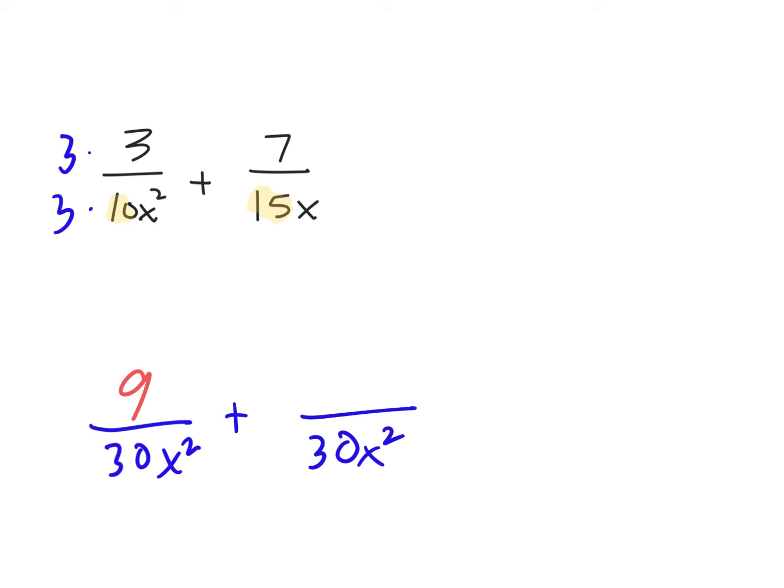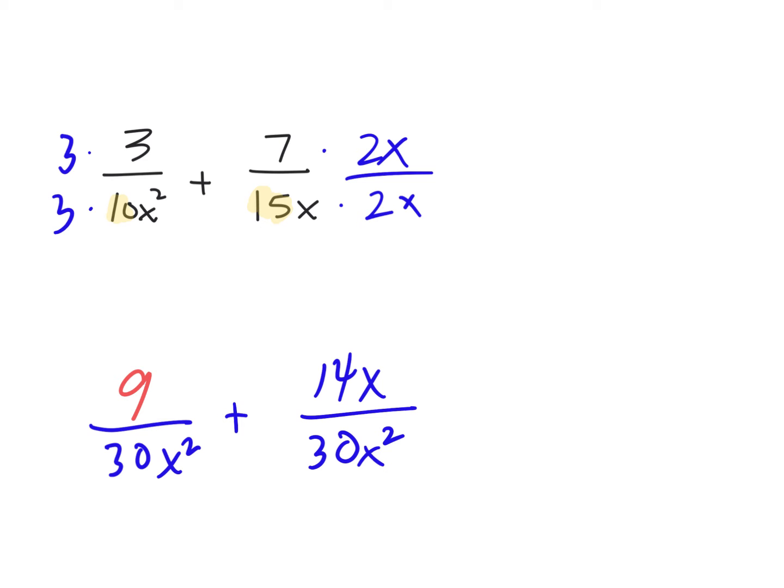Now, what's missing from this? What's missing from 15x in order to turn into 30x squared? 2x. So I have to multiply top and bottom by 2x, because 2x over 2x is just 1. So what's the top now? 14x.